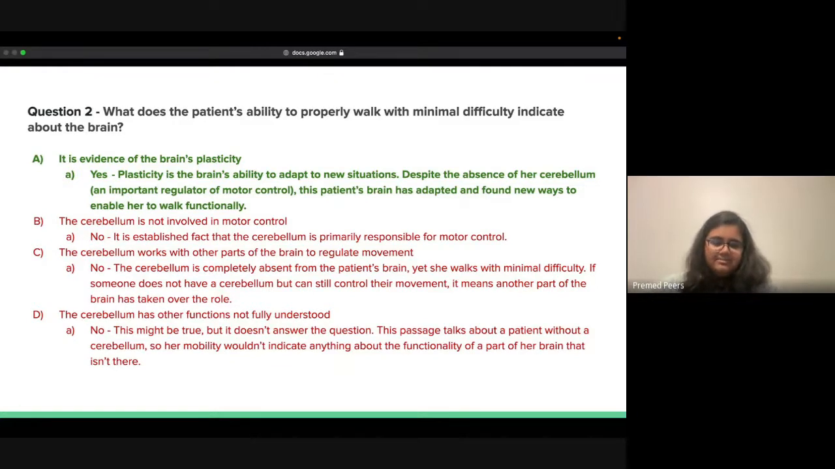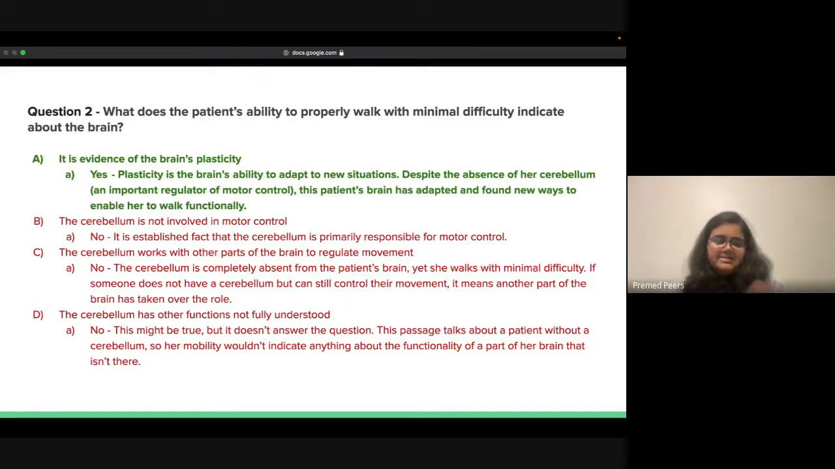So plasticity is the brain's ability to adapt to new situations. And so despite her cerebellum being completely absent, this patient is able to adapt and find new ways to walk functionally. And the cerebellum is supposed to be an important regulator of brain motor control. So there must be some plasticity in her brain that's regulating motor control some other way.